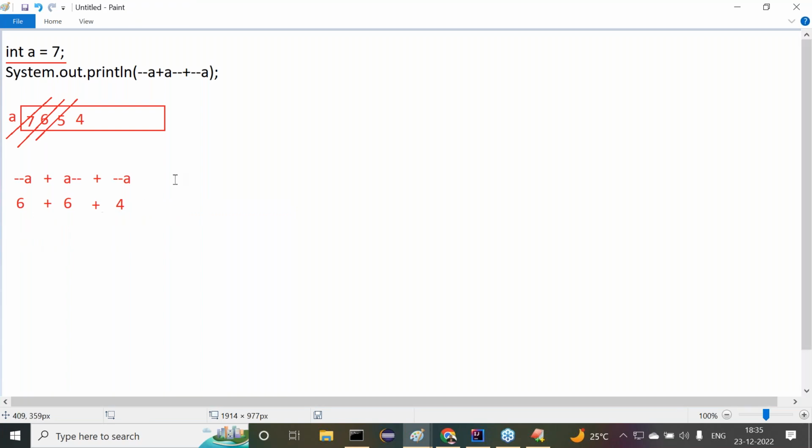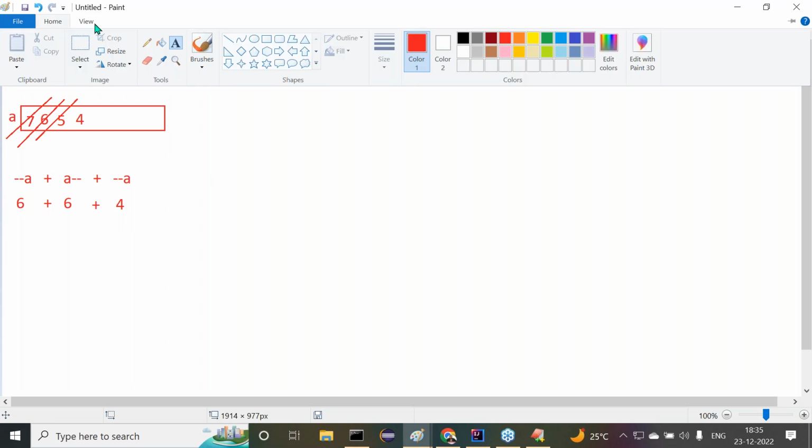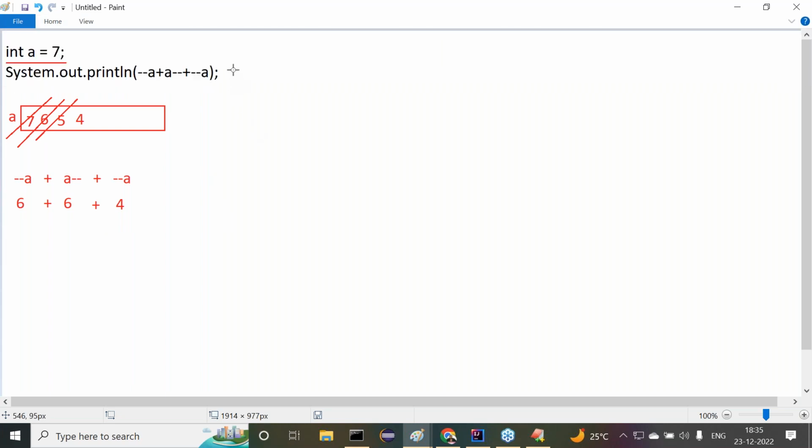6 plus 6. Observe carefully one more point here. Two plus operators are available. What are the two plus operators? Plus and plus are available. When more than one operator exists in an expression, those operators will be evaluated in a particular order. What is that particular order?